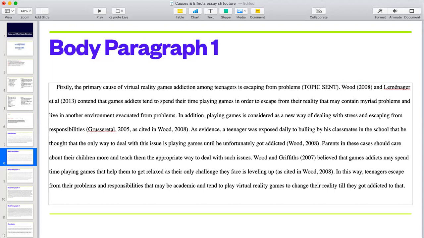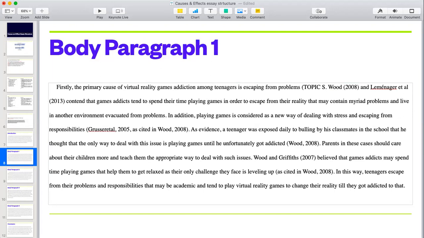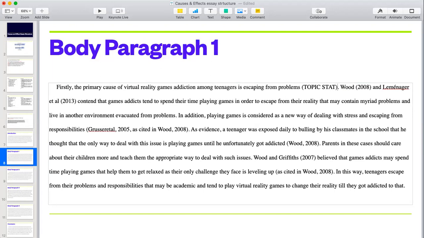Excellent. And what about the paragraph? What does it tell me about the paragraph? It tells me what is going to be included in it. Excellent. So once I read this sentence, I should know what this paragraph is about. So this paragraph is about the first cause of virtual reality games addiction, which is escaping from problems. Then I start my body paragraph using evidence and examples and details from the sources.